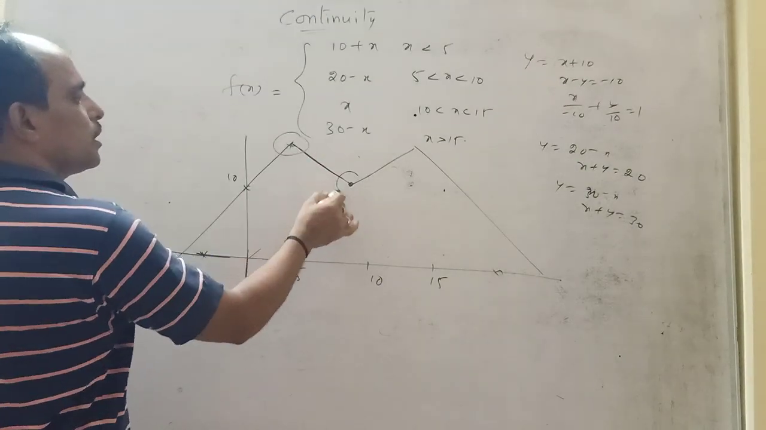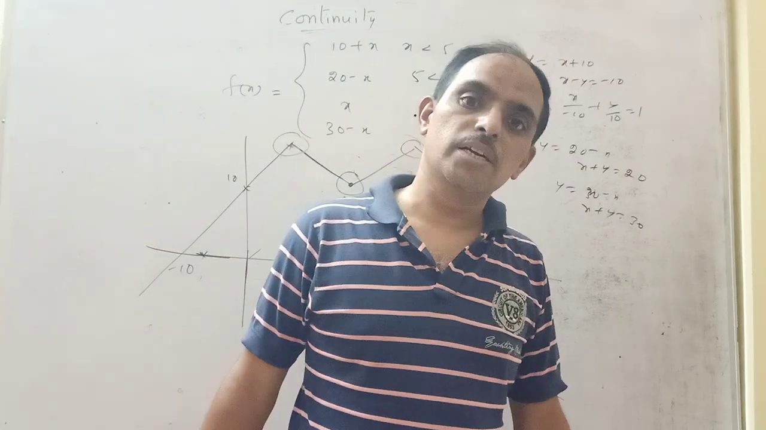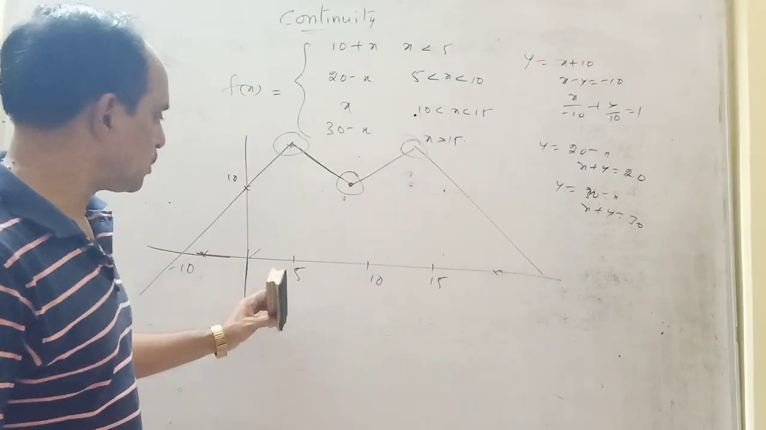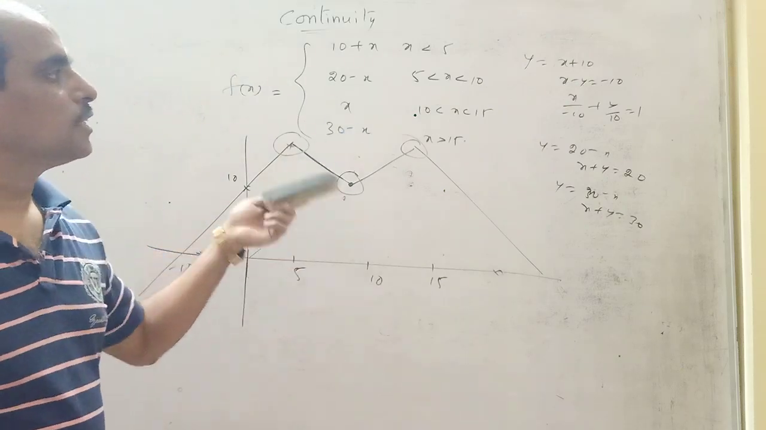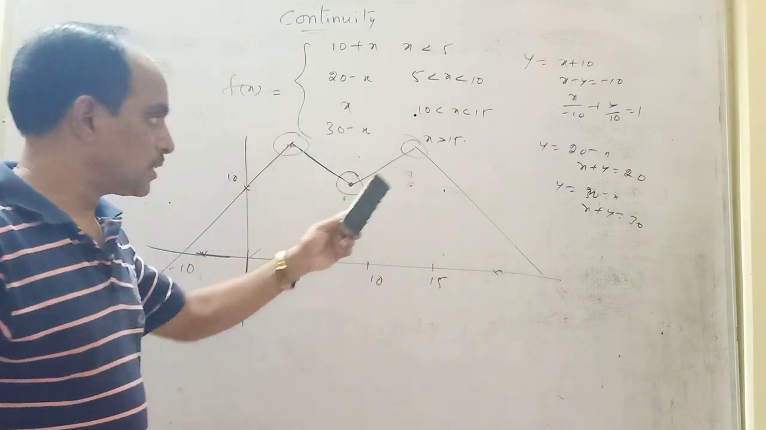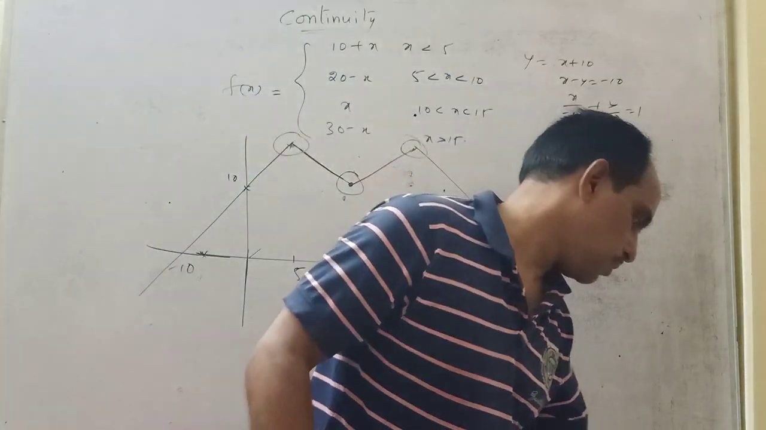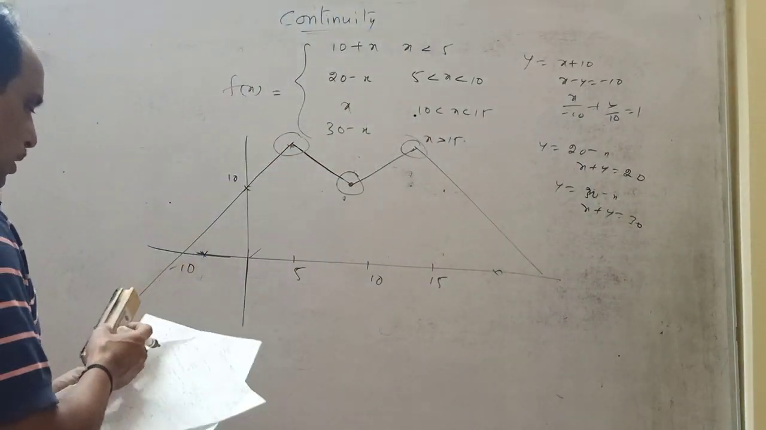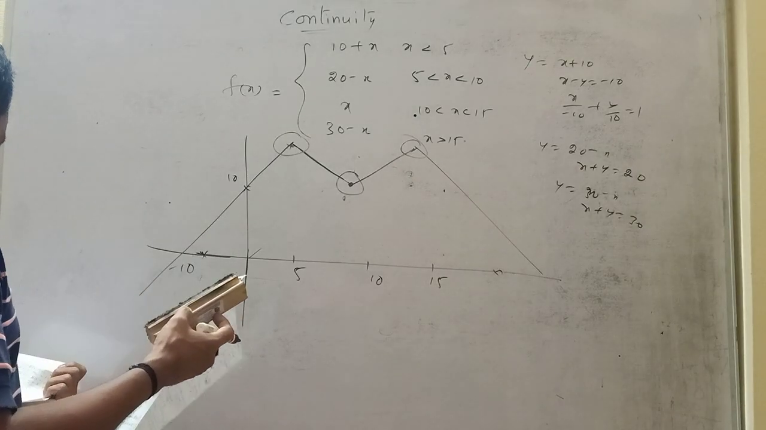You see here we are getting sharp edges. That means it is not differentiable at those points. What about the points 5, 10 and 15? At these 3 points the function is not differentiable, but the graph is continuous. It is continuous. Okay. So let us move to the next question.